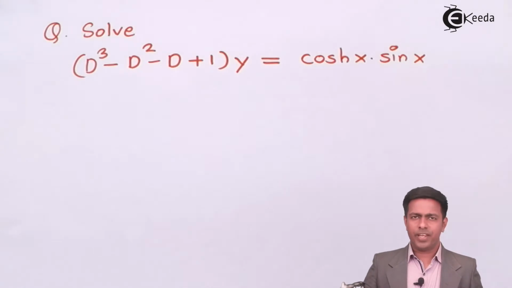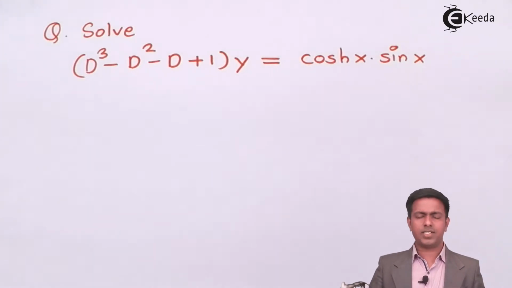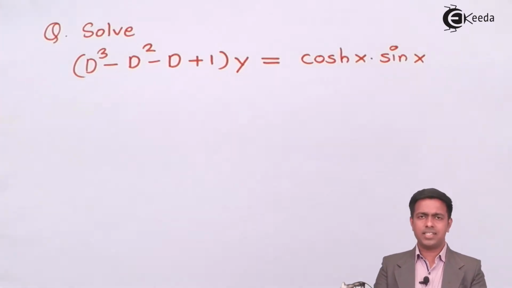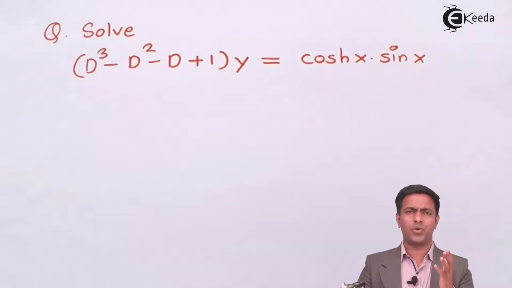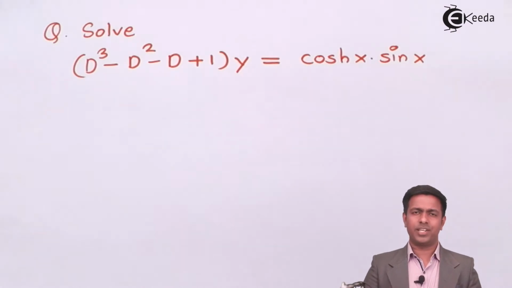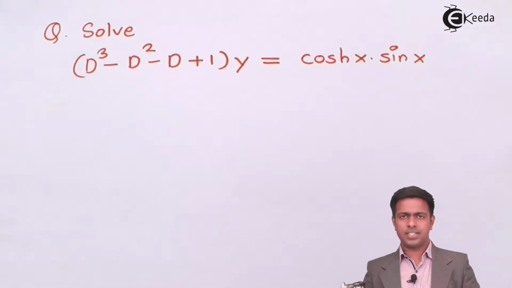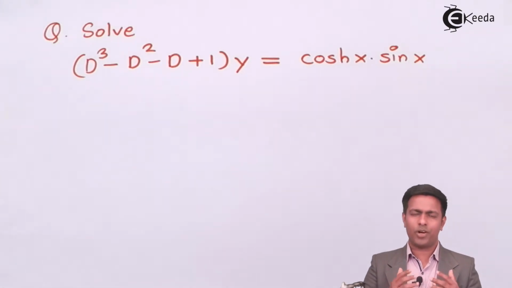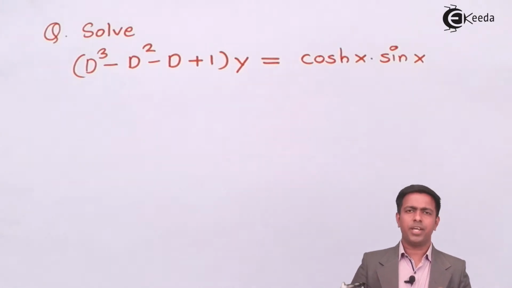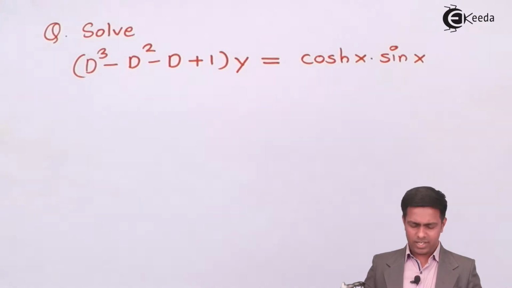So here we have the equation (D cube minus D square minus D plus 1) y equal to hyperbolic cos x into sin x. Now guys, this is a linear differential equation with constant coefficients. If you see the right hand side, it is hyperbolic cos x into sin x. But let me tell you that we have not seen any type which is matching with this right hand side. So what we are going to do is convert that hyperbolic cos x into the exponential function by using Euler's formula, and then use the type e to the power ax into v. So let's see how to do that.